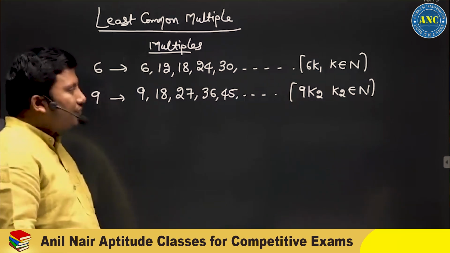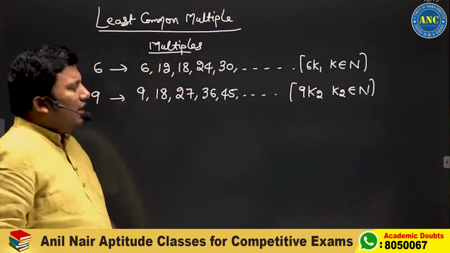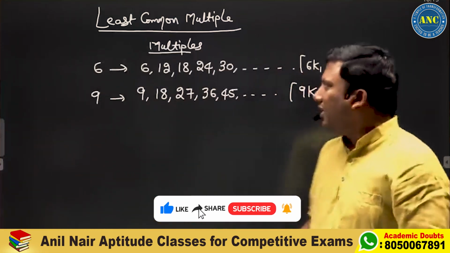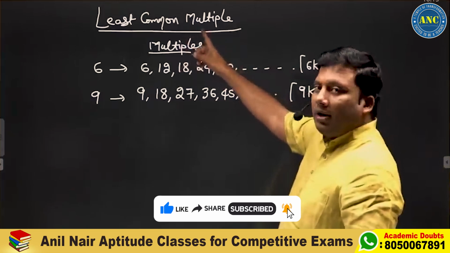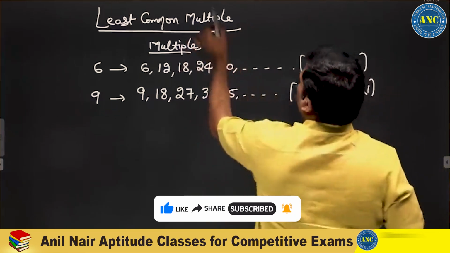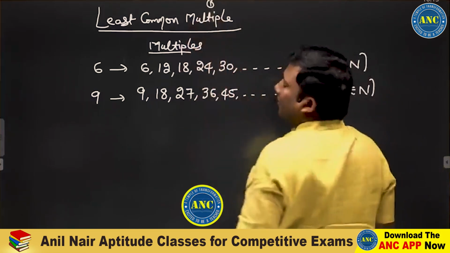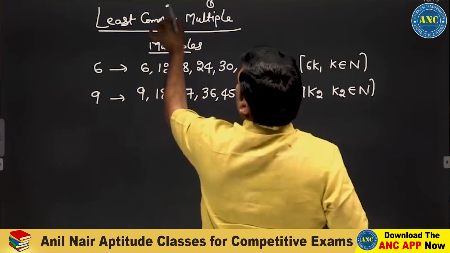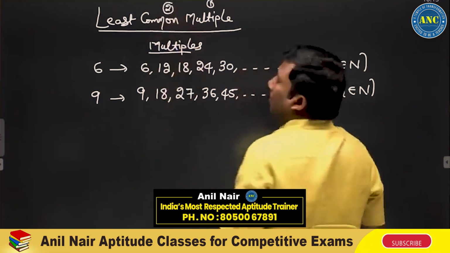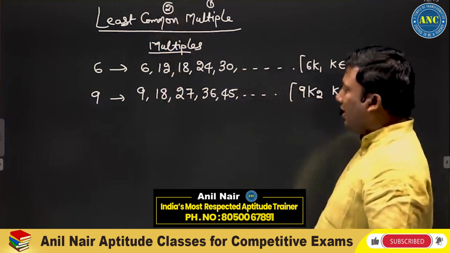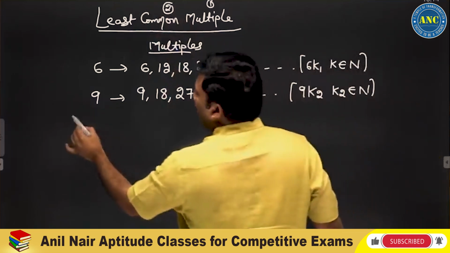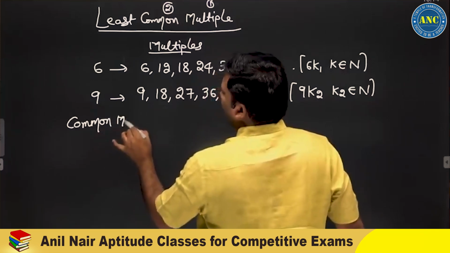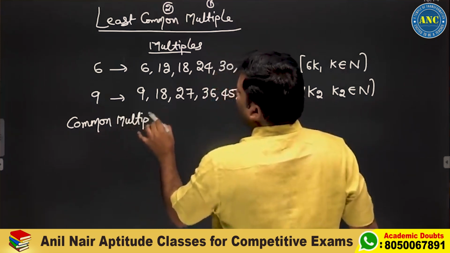At some value of k1 and k2, the multiples of 6 and 9 will both collide. Both will intersect. That gives the least common multiple. So the first step is, I wrote the multiples of 6 and 9. The next step is to take the multiples which are common to 6 and 9. These are the common multiples of 6 and 9.